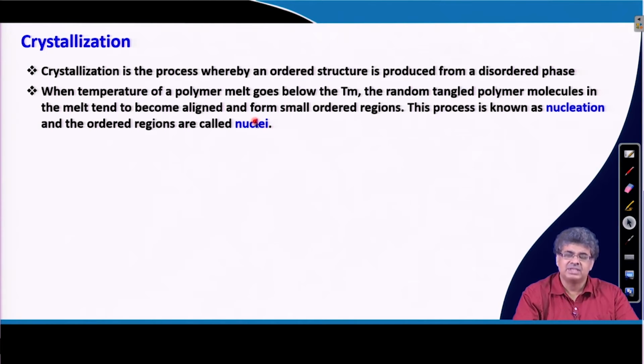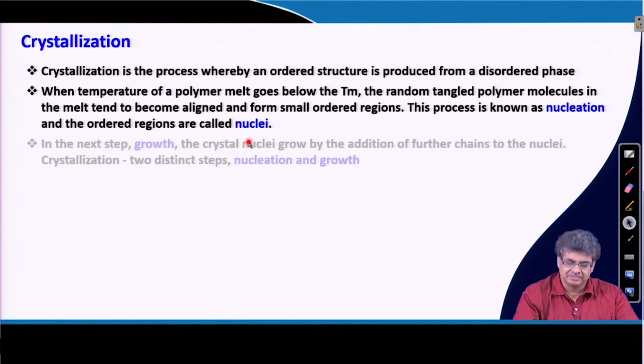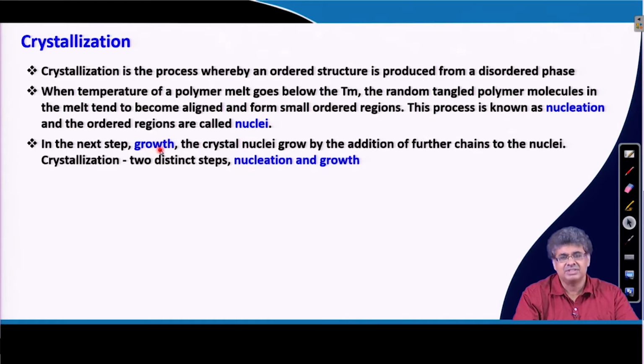Once this happens, growth happens in the next step, where more and more polymer chains come and form crystal on the nuclei, just like when you talk about crystallization of small molecules as well. So, in the next step, which is growth, the crystal nuclei grow by addition of further chains to the nuclei. So, crystallization has two distinct steps. One is nucleation, the formation of nuclei, and the next is growth.